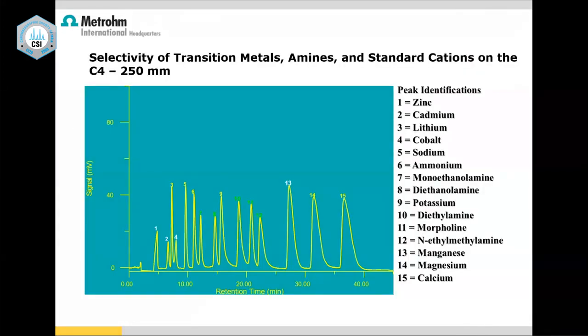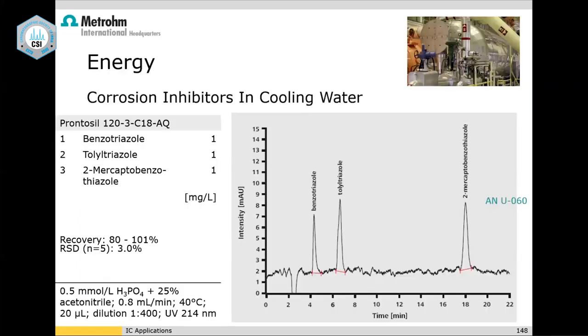This is what I said. You can do almost 15 ions in half an hour. Half an hour, 40 minutes. You can see anions, you can see cations, transition metals, and amines. And this is corrosion inhibitors in cooling water.